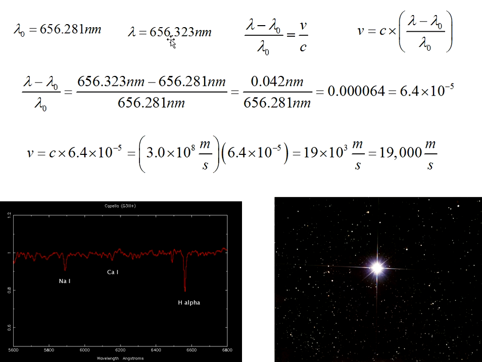So in this problem, just based on the observed wavelength and the wavelength that we know that absorption line should show up at, we can conclude two things. The star is moving away from us because this number is larger than this number, and we get the actual speed of the star to be 19,000 meters per second.